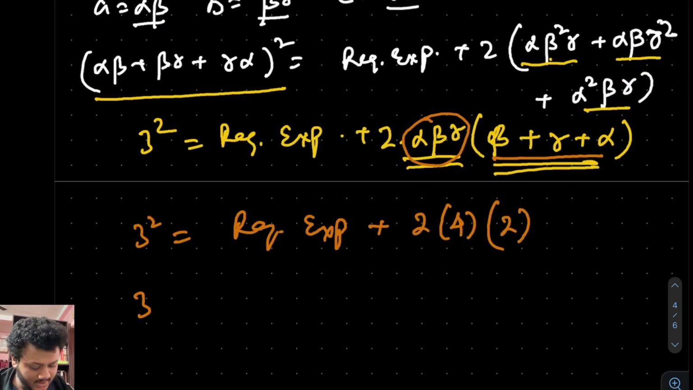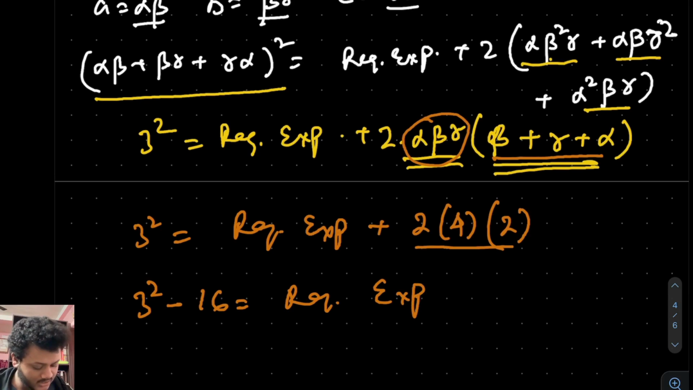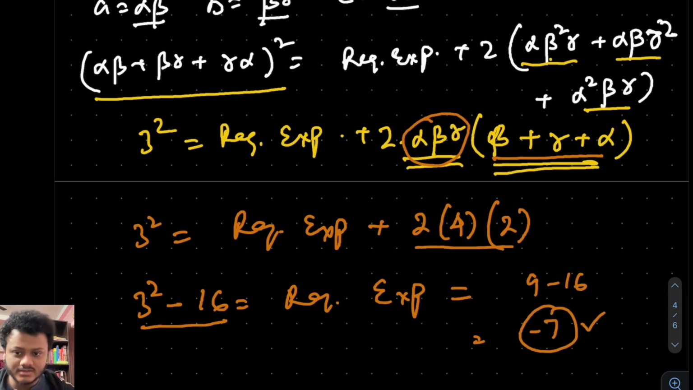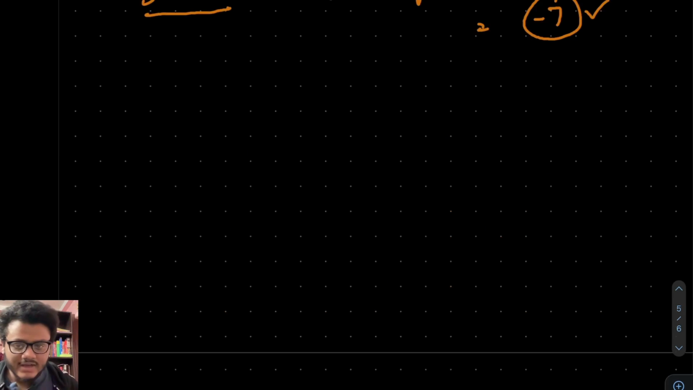So 3 squared minus 4 to the 8 was 16, which is the required expression, which will come out to be 9 minus 16 minus 7, which is the solution. Now we have another question which is related to the transformation of the equation, right?